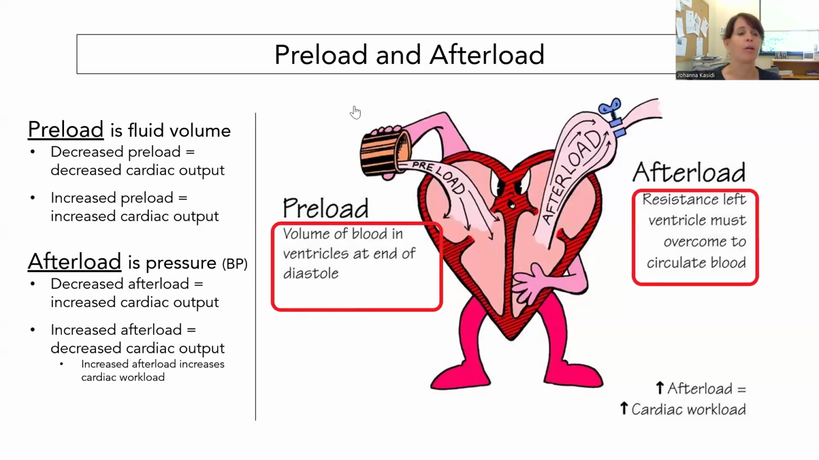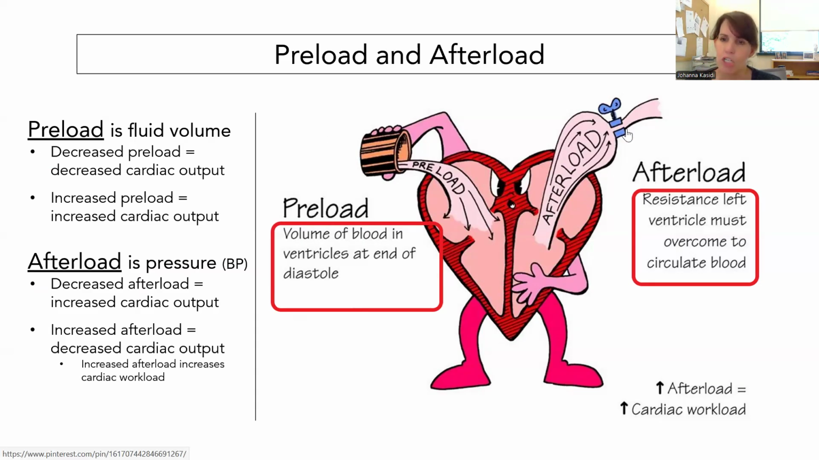Okay, preload and afterload. Preload is just the fluid that's come back. You can just think of it in terms of fluid, the amount of fluid that comes back to your right atria, that's brought back to your heart. And this can be affected if you are really dehydrated or if you're bleeding out, you're going to have decreased preload. So you're going to have decreased cardiac output. And we can give you more cardiac output by giving you IV fluids, right? Afterload is the pressure.